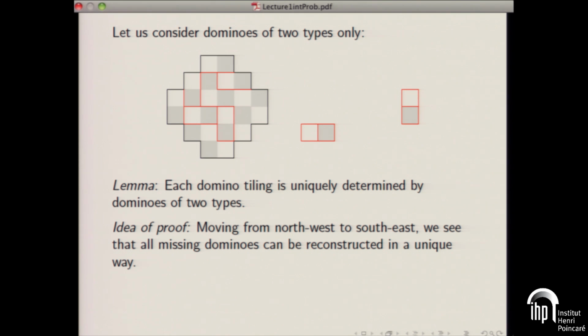But we need some, well, we use some structure of domino tilings here. So, what do you mean by? So, I don't understand the claim, but it can be correct.